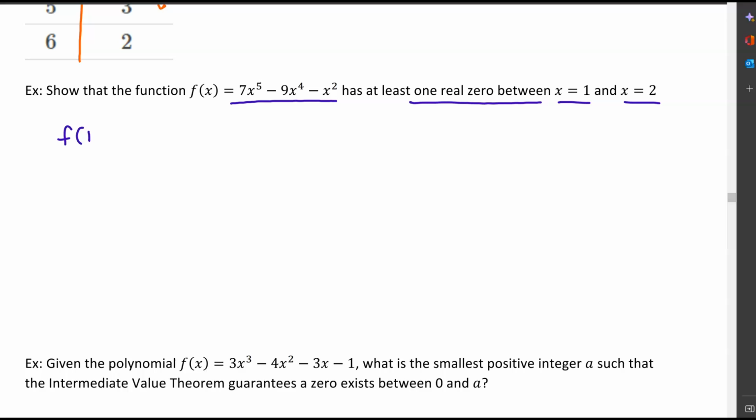So we figure out, okay, well, what is f of 1? So let's plug that in. So we get 7 times 1 to the 5th minus 9 times 1 to the 4th power minus 1 squared.